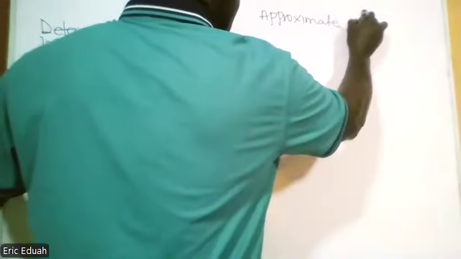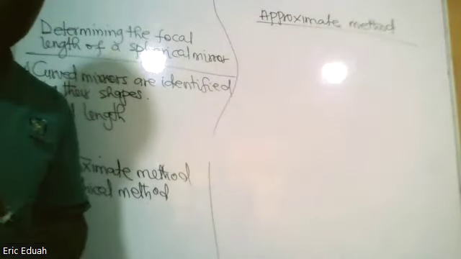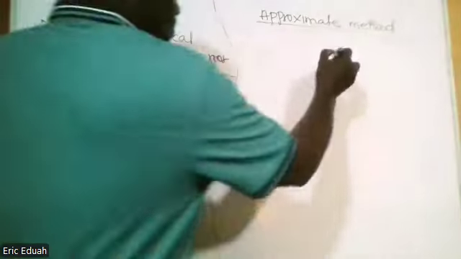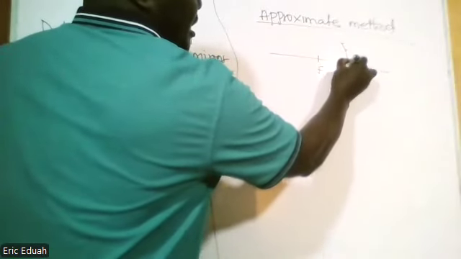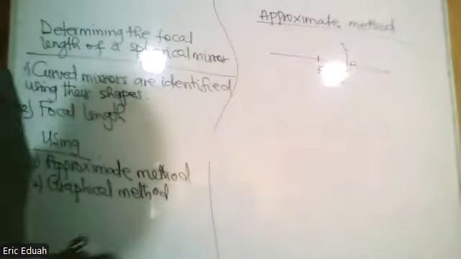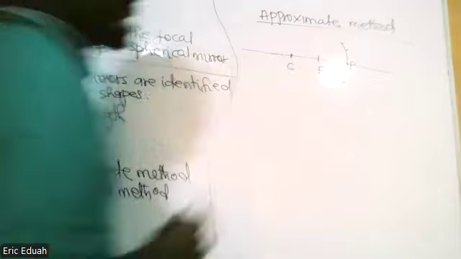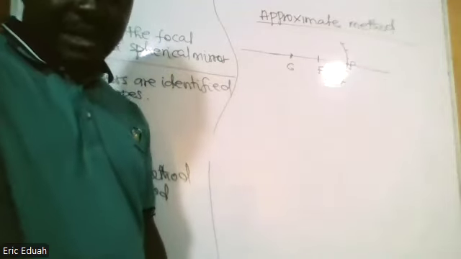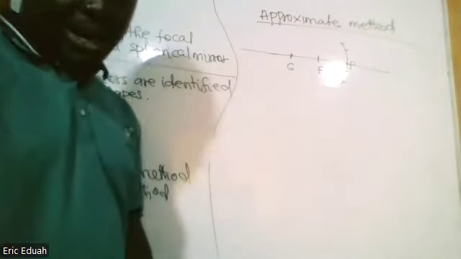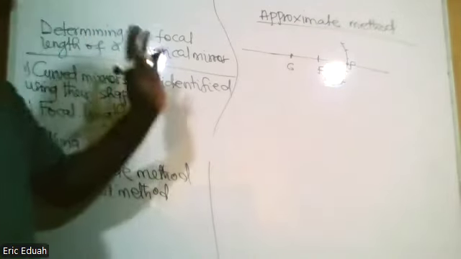When an object is placed at infinity in front of a concave mirror, where is the image formed? This is a concave mirror, this is the focal length, principal focus F. Of course, the principal axis divides it through a point known as P. This is C. So when the object is placed at infinity, where is the image formed? I need a response from any of you. Where is the image formed? At F. The image is formed at F.